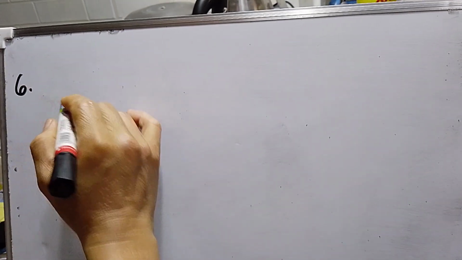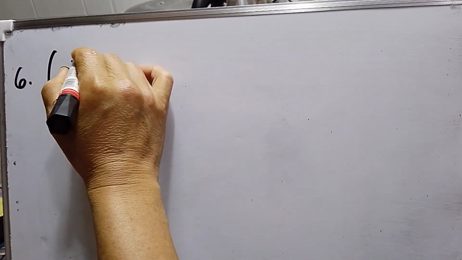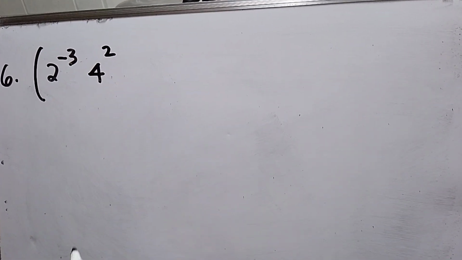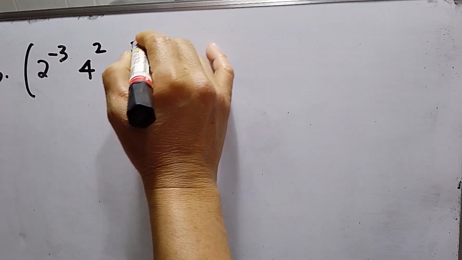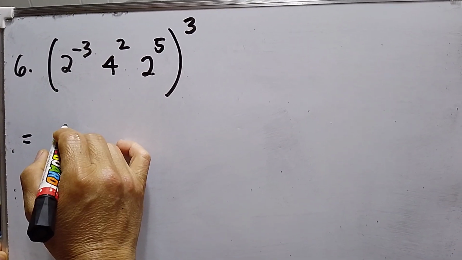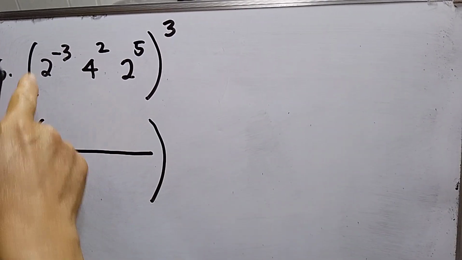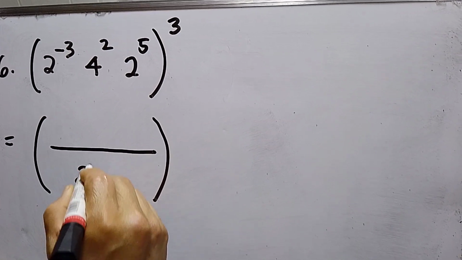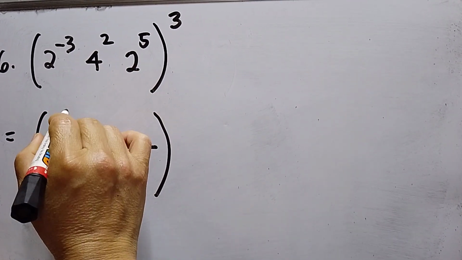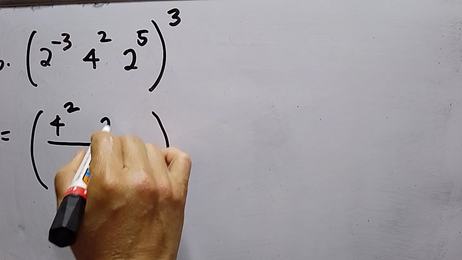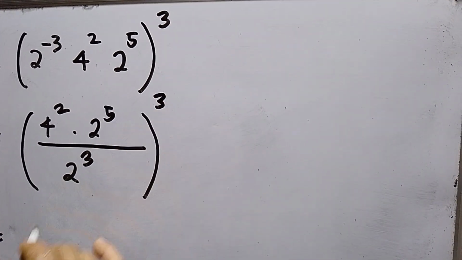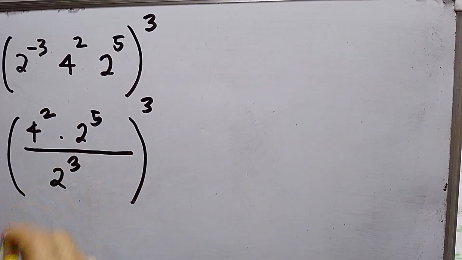Number 6 is brackets 2 to the negative 3 power, then 4 to the second power times 2 to the fifth power, raised to the third power. So I need to write this one in brackets. Since this is negative exponent, this will be the denominator, 2 raised to the third power. Then this will be the numerator because the exponents are positive. So this will be 4 to the second power, then times 2 to the fifth power. Okay, so this is 3. So the same base, we will subtract the exponents.